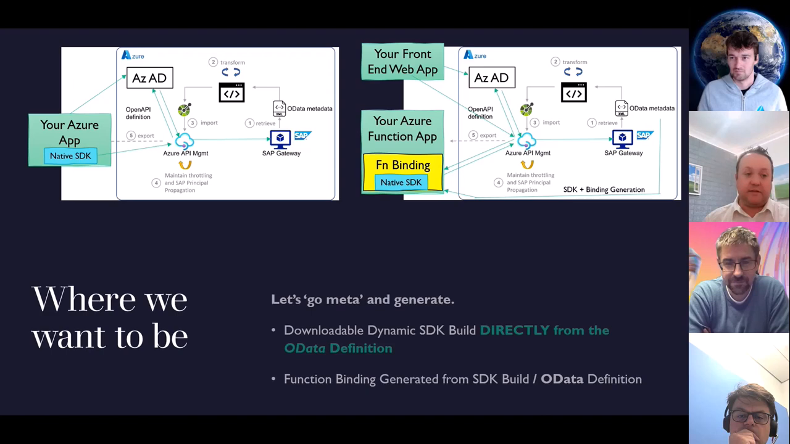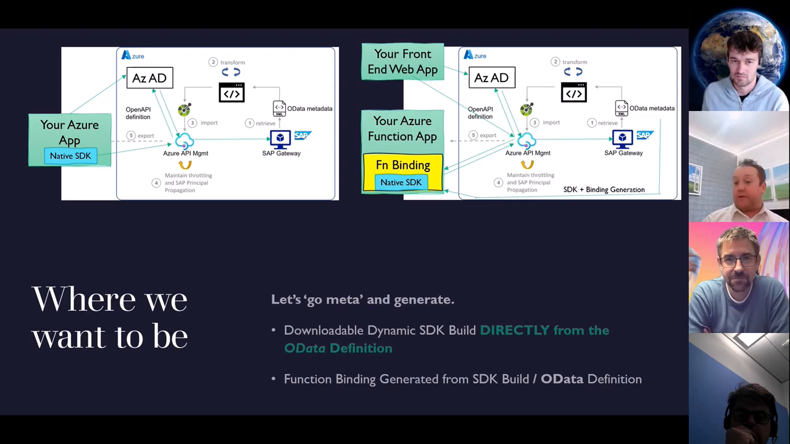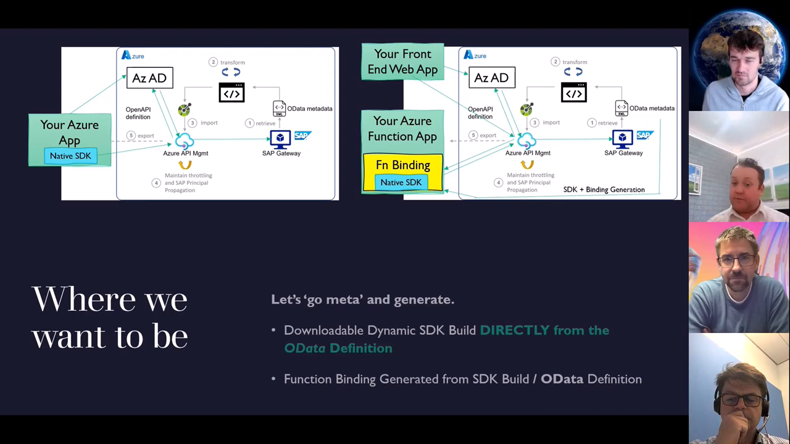So that's where we want to be. It's a native SDK that you can wrap in your app, or we can wrap it in a function binding and run it from Azure Functions, wherever you want to run the function, whether it's in the Azure Functions service or on Kubernetes or containers or whatever, so that you can run an app inside it and then connect to it from something else.